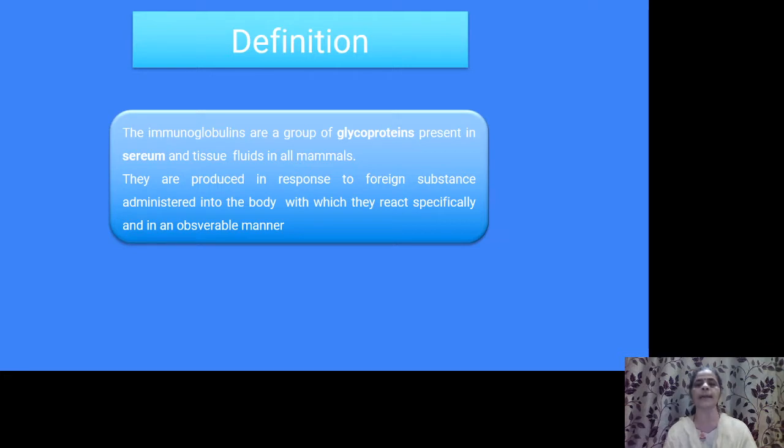Second important highlighting word is serum. So the antibodies or the immunoglobulins, they are found in serum. Third important point is they are produced in response to foreign substances. Only they are produced in response to foreign substances and they react with it specifically and in an observable manner. Let us start with the history.